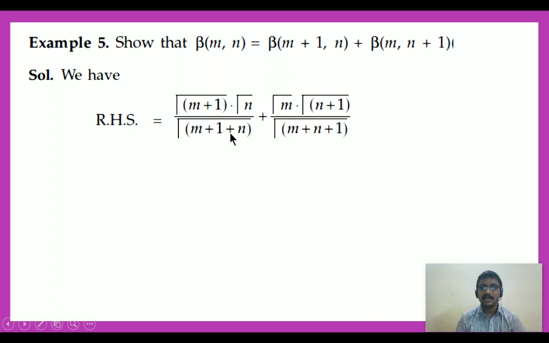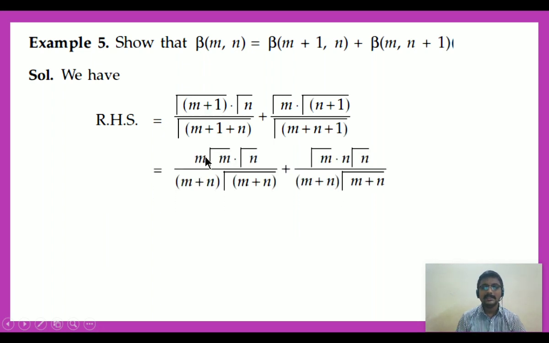Because we have a formula, that is the relation between beta and gamma function: beta of m comma n is gamma of m into gamma of n upon gamma of m plus n. Similarly, we can expand this beta function also. It is gamma of m into gamma of n plus 1 upon gamma of m plus n plus 1. Now, gamma of m plus 1 is m gamma of m. Gamma of m plus n plus 1 is m plus n gamma of m plus n. Gamma of n plus 1 is n gamma of n. Gamma of m plus n plus 1 is m plus n gamma of m plus n.